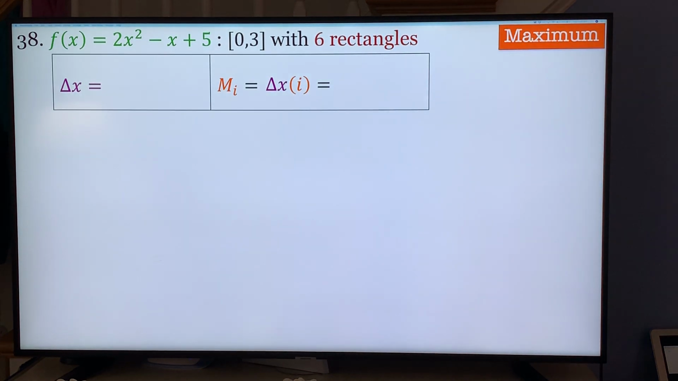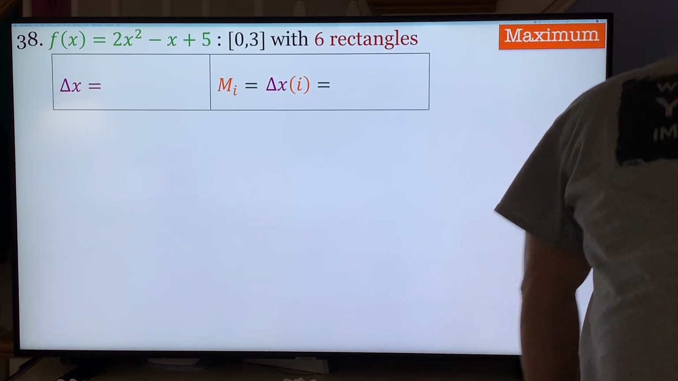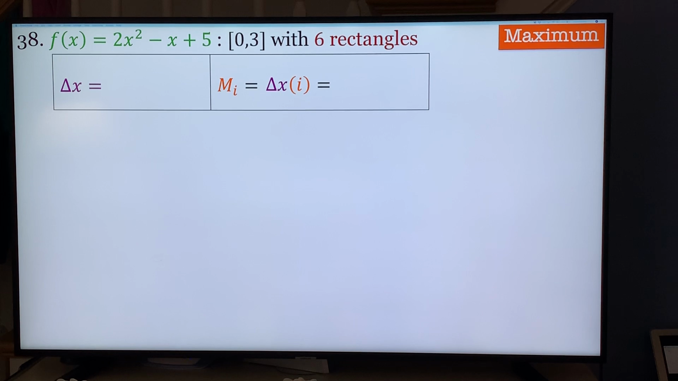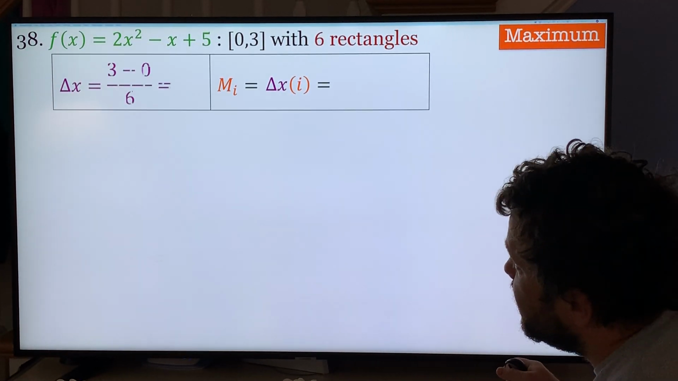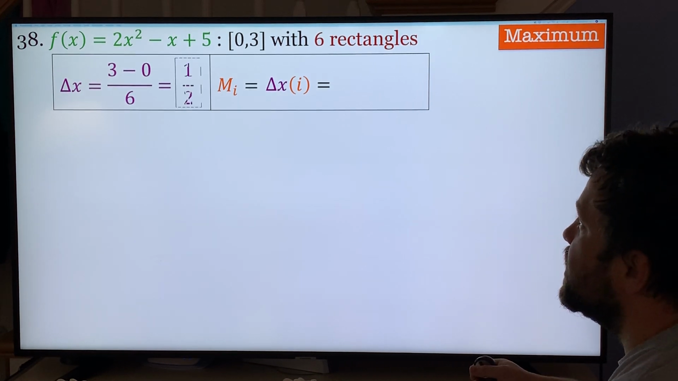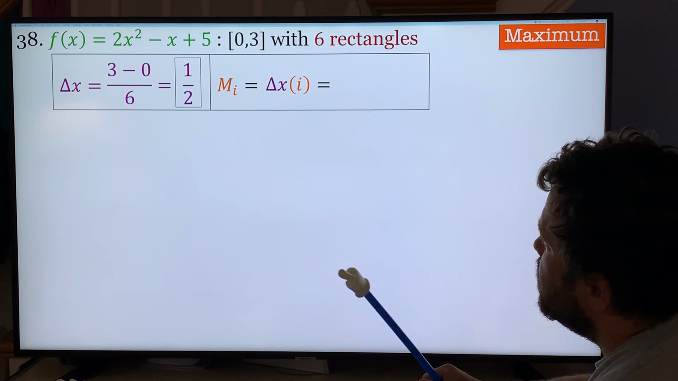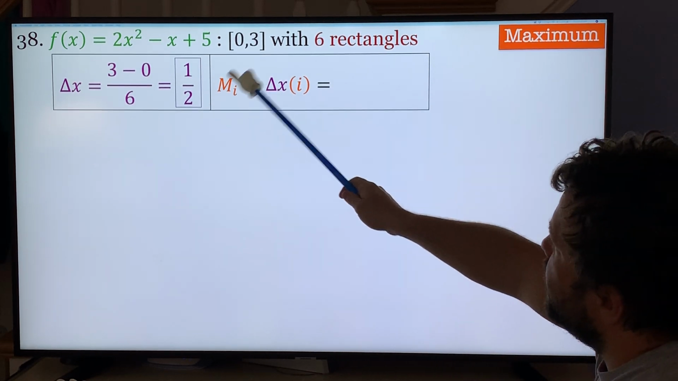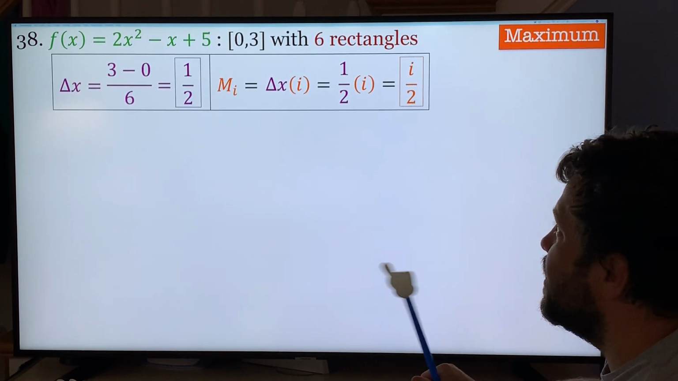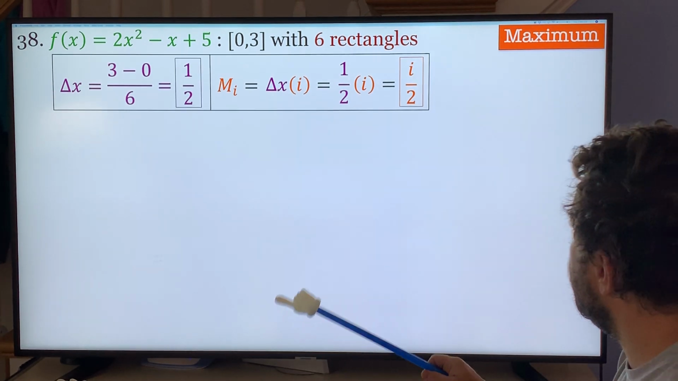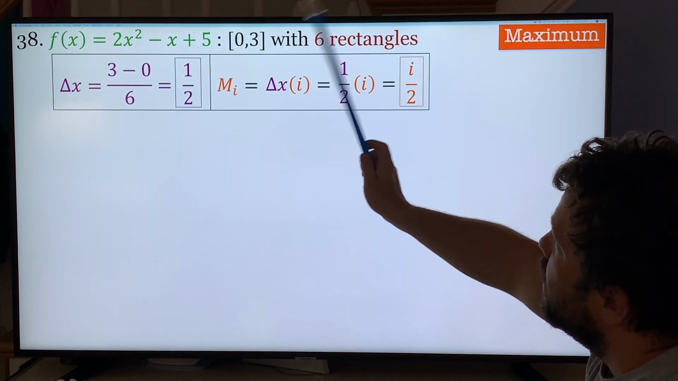All right, why don't you guys try 38? It is the same problem, and now we're doing the maximum. We got our maximum going on here. The delta x is the same: 3 minus 0 divided by 6 is 1/2. Big M i is 1/2 times i, or i over 2. Whatever way you prefer to write it is 100% okay.